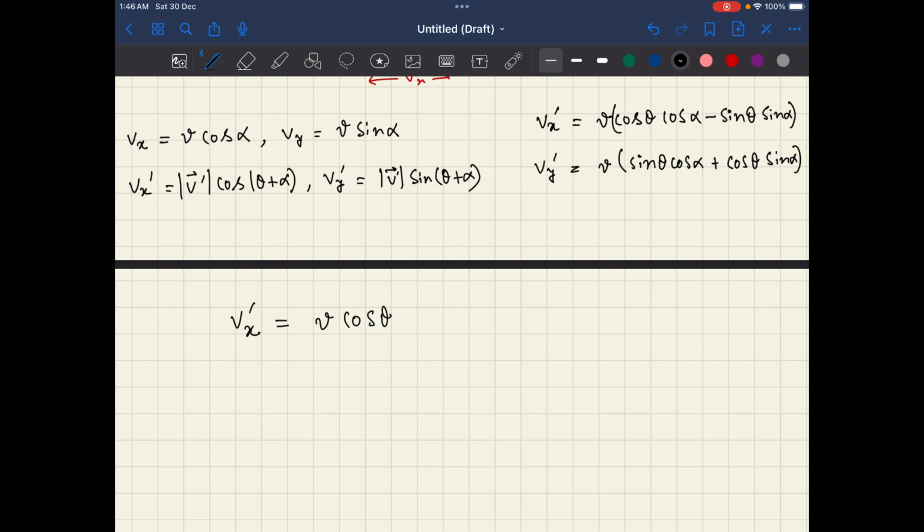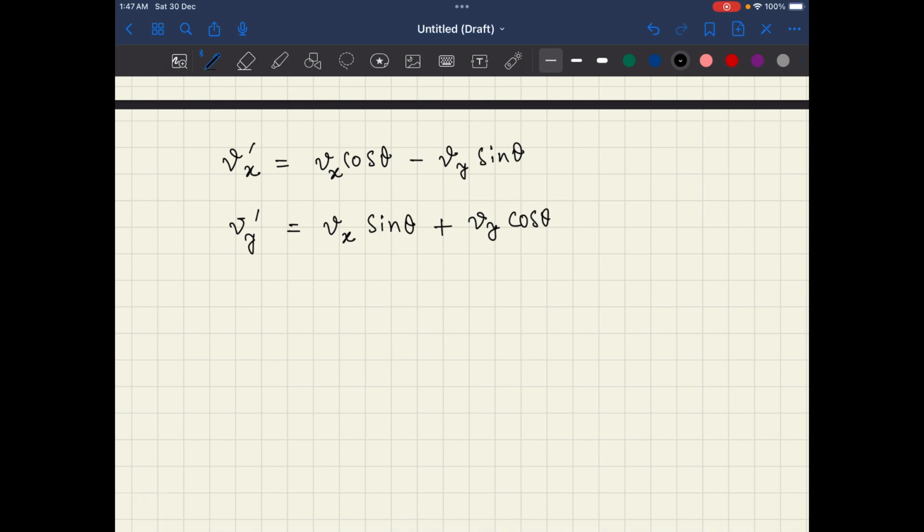So ultimately we obtain, since v cos alpha is just Vx, Vx prime is Vx cos theta minus Vy sin theta, and Vy prime, let me write it as curly v because I'm accustomed to writing v with this curly thing, is Vx sin theta plus Vy cos theta.